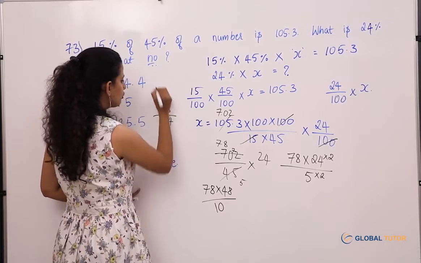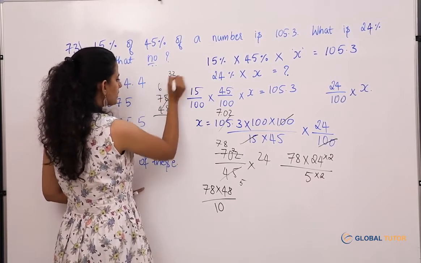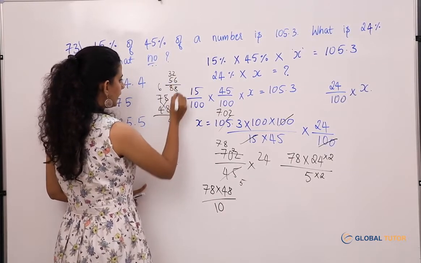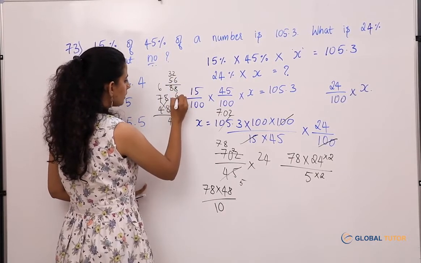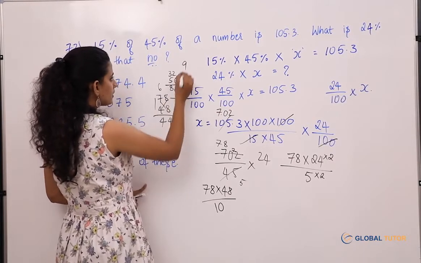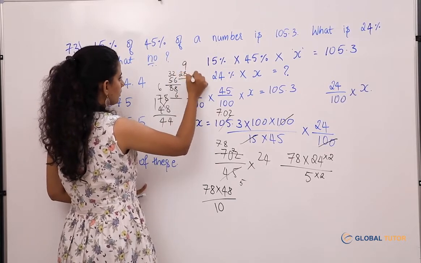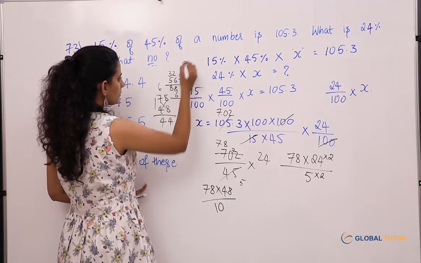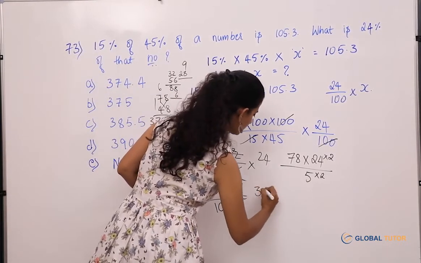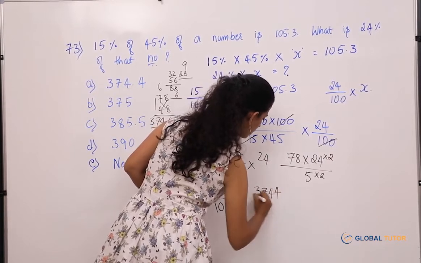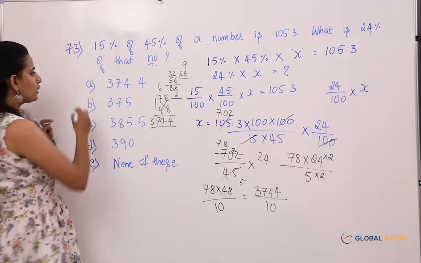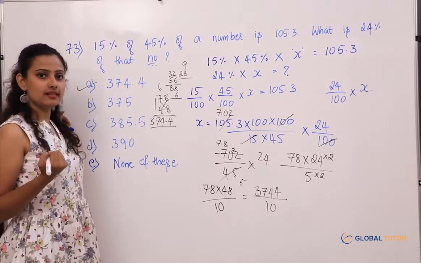8 8s are 64, 8 4s are 32, 7 8s are 56. This is 88. 88 plus 6 will be 94. So 9 carry forward. 7 4s are 28. So this will be 30, 31 plus 37, 3744. So this will be 3744 divided by 10, which means 374.4. Option A is the right answer.